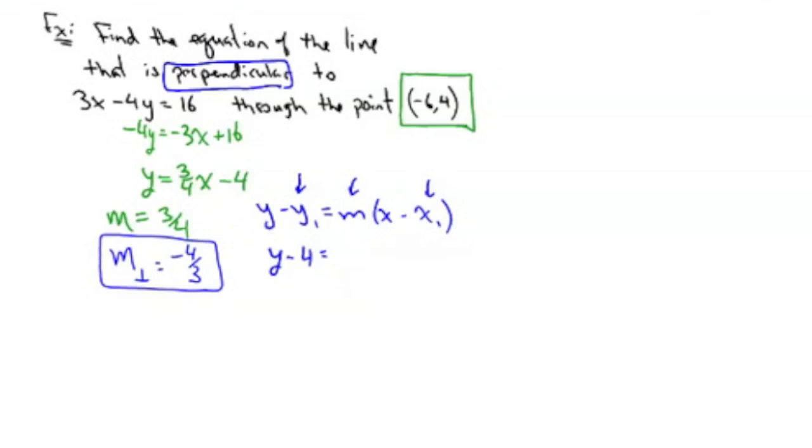Don't you dare look at that. The one in the box. That's why I put a box around it. Negative 4/3 times x plus 6. X minus a negative 6. Alright, and then just solve for y. Distribute the negative 4/3.